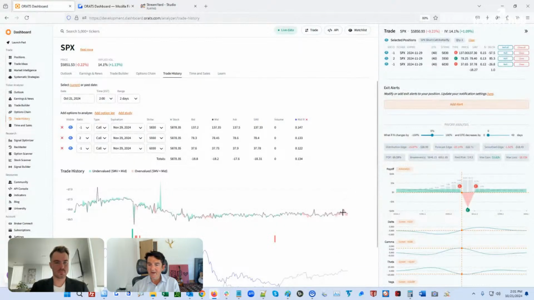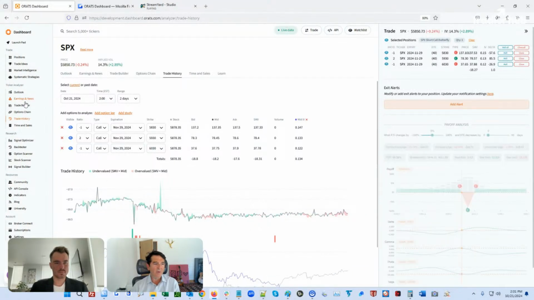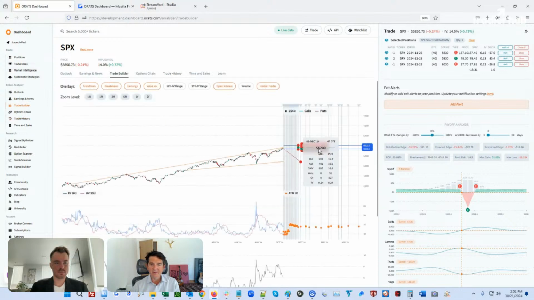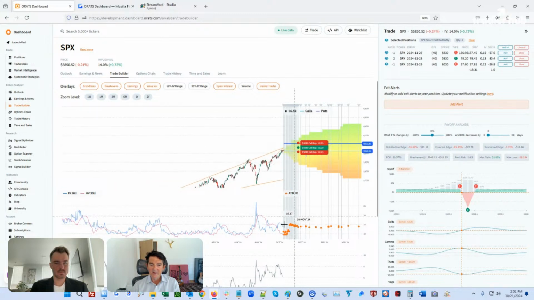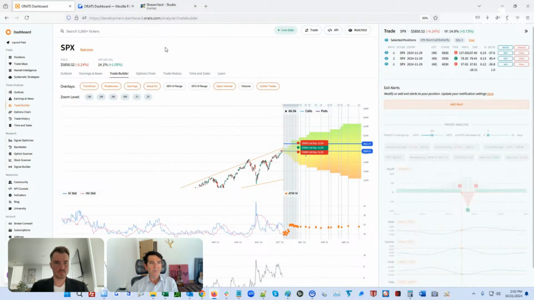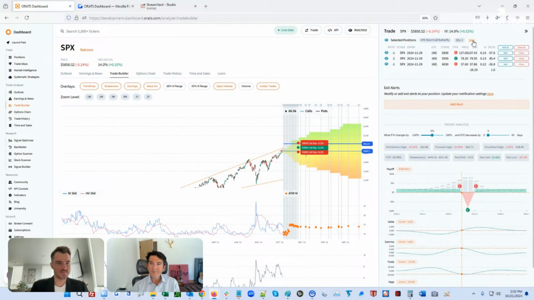So if we look at it, it was doing all right. Now it's going against us a little bit. This is the trade history tab, so it's really cool to look at. In the trade builder, you can also see where the strikes line up. And you can see that slope is coming down, but not enough. So we're down a little bit in this, but it's a longer term trade, so we're sticking with it, Tyler. Sounds good.